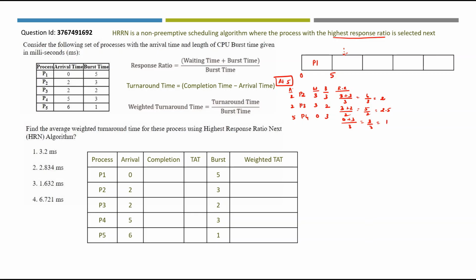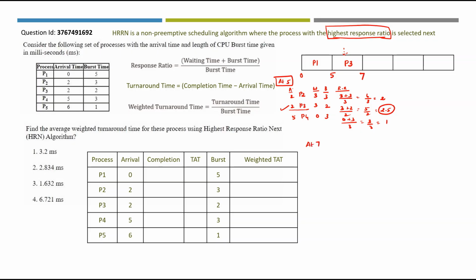We have to select the process with the highest response ratio. Which is having the highest value here? 2, 2.5, 1. P3 has the highest value. So we have to go with P3 based on this particular value. So P3 will get the CPU next. What is the burst time of P3? It is 2. 5 plus 2 will give you 7.